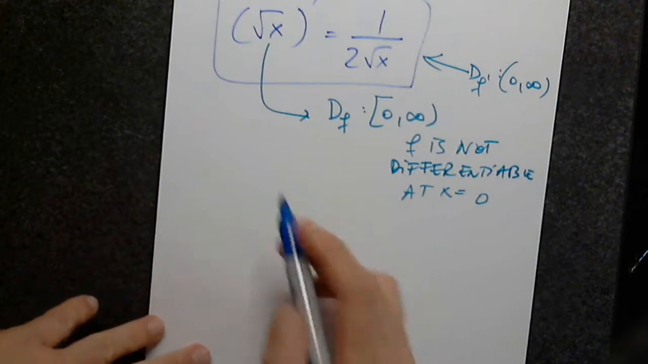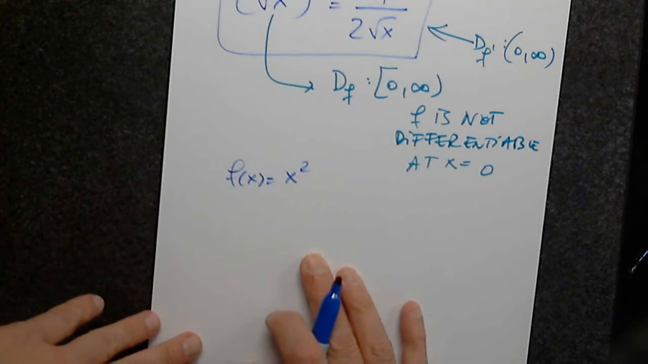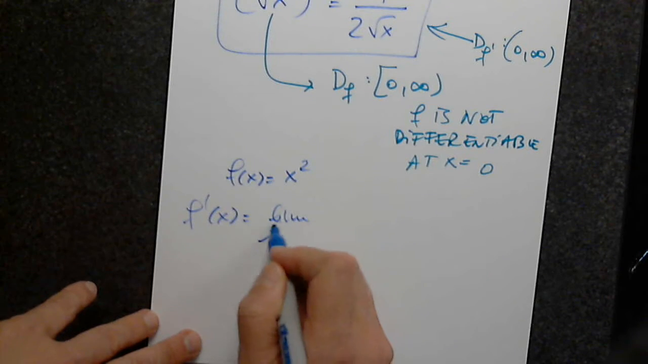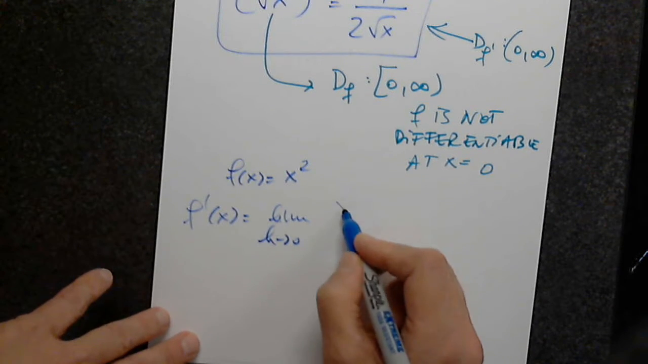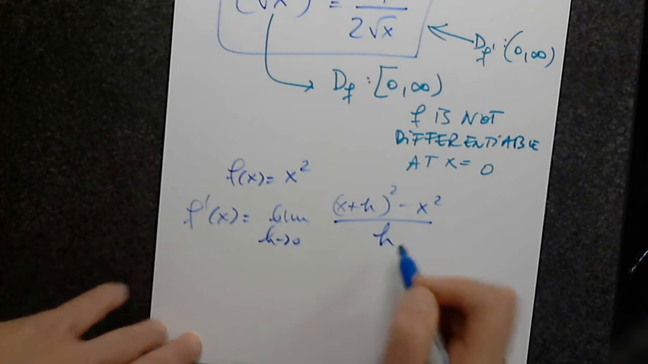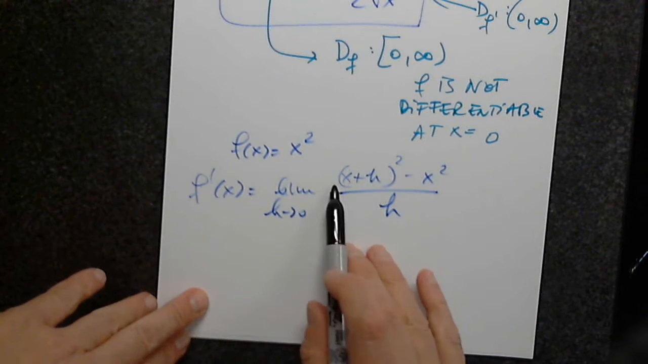So now we're looking at f of x being x squared. And one last time in this chapter, unless we need it again, f prime of x is the limit of x plus h, everything squared, minus x squared, divided by h. So, can anyone give us this?